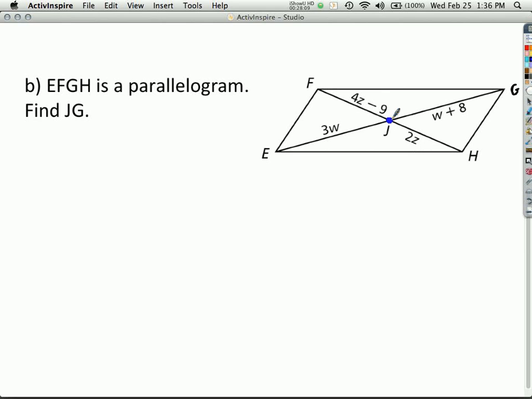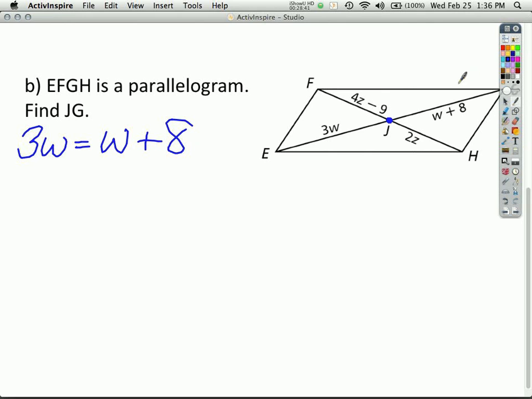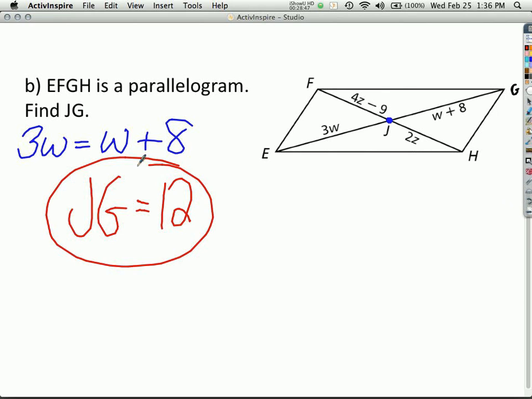We got a whole bunch of people. Tristan? Very good. For this group, you probably just do it mentally. Maybe you didn't even need to write it out. You probably just figured it out mentally. So what does W equal? Dalton? W equals 4, and so JG equals? JG equals 12. Very good. Any questions? Any concerns?